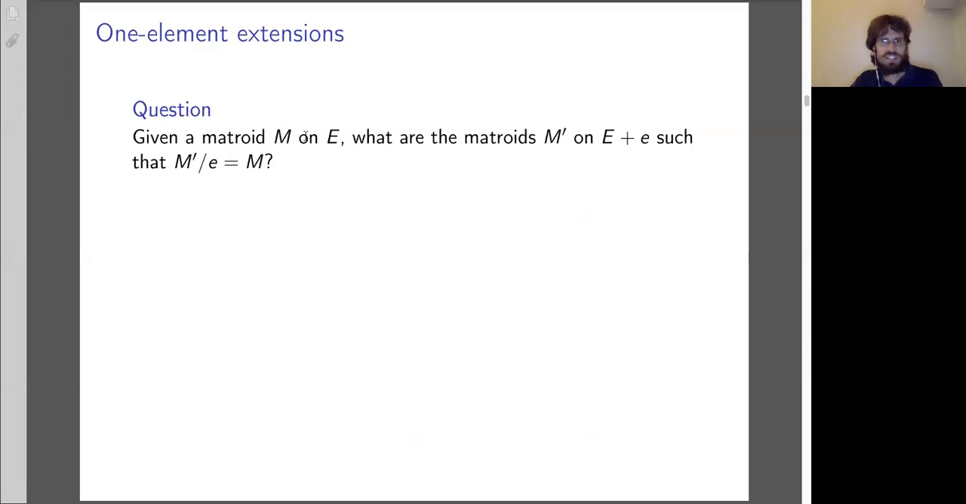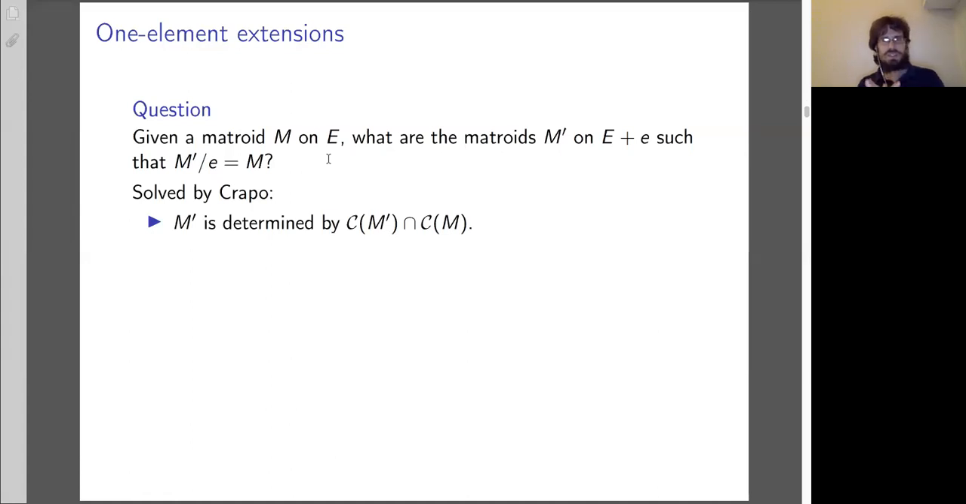Suppose you have a matroid on a particular set E, and you want to build, or you want to understand, all of the matroids on a ground set of size just one more, so with just one more element, such that when you contract that element, you get back to the matroid M. Okay? And he gave a really good characterization of these.